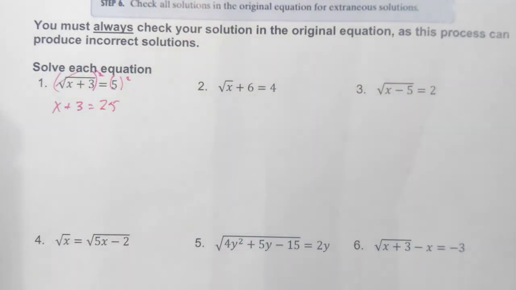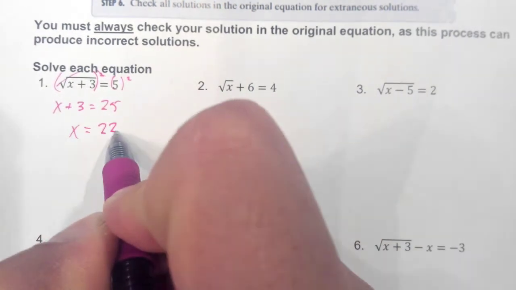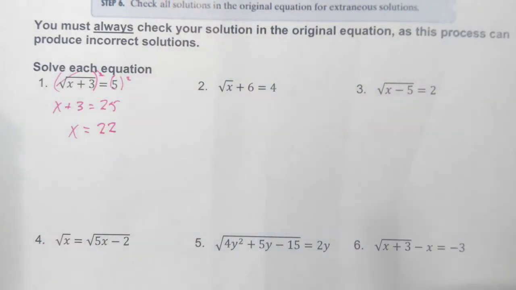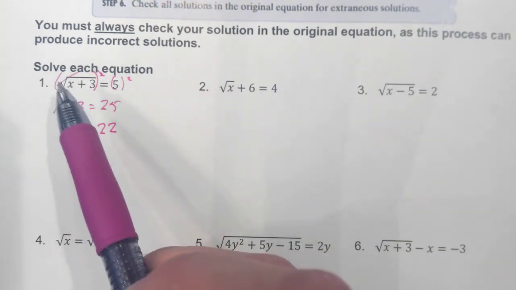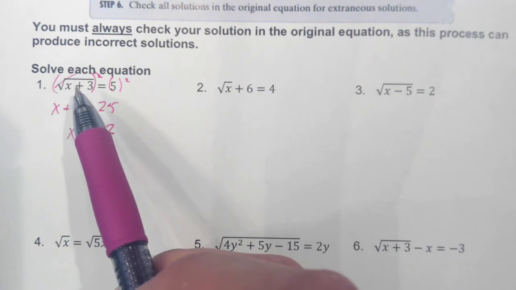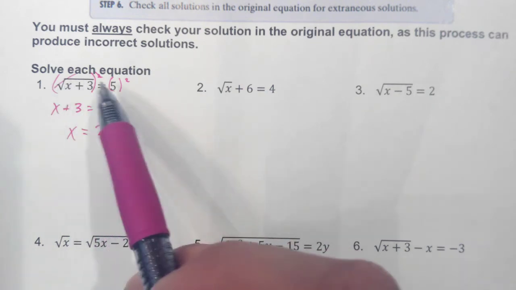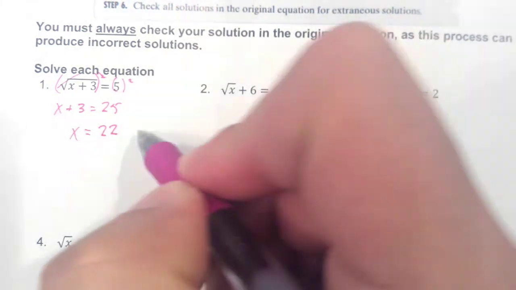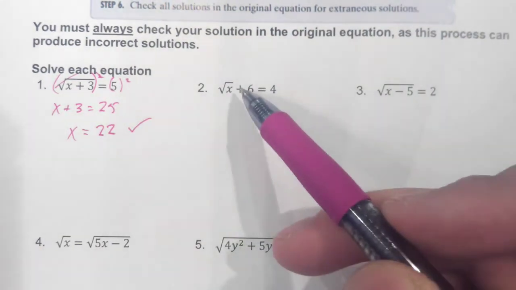So you see it's very easy to solve this. Subtract 3 from both sides, and x would be 22. Very simple stuff today. So all we have to do is check our solution back into the original equation. So 22 plus 3 is 25. The square root of 25 is 5. It was supposed to be 5, so we've checked this one. It worked.